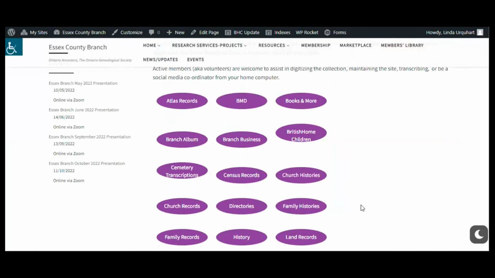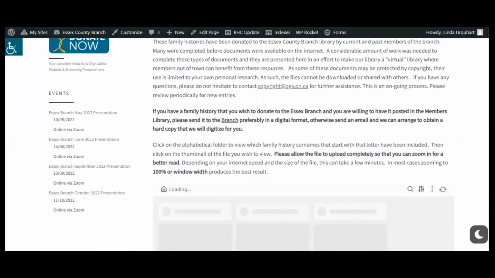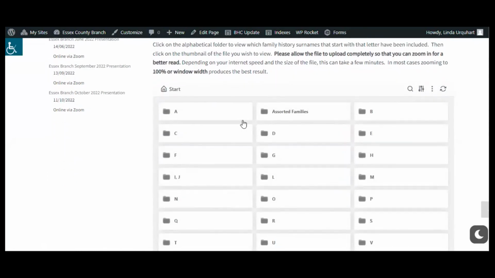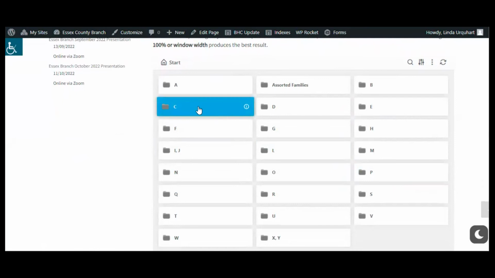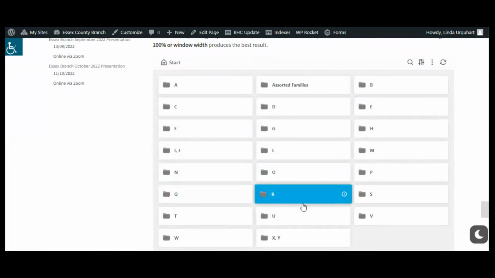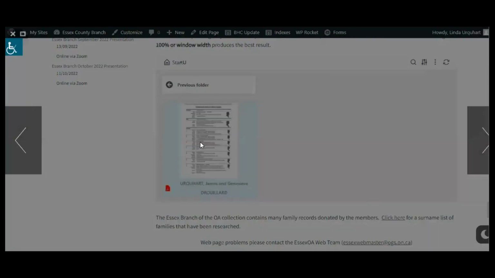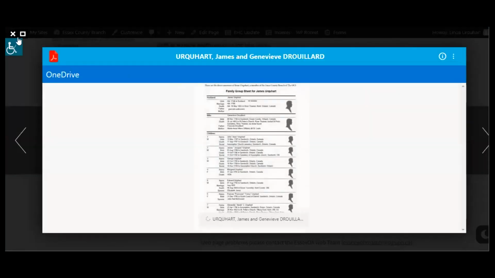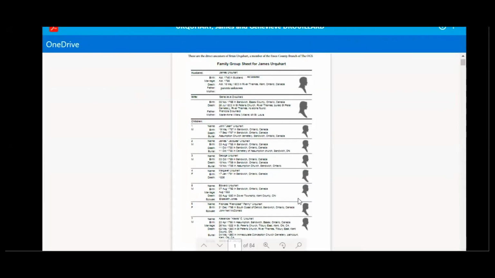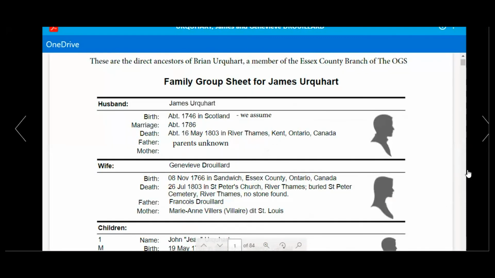If I wanted to look at some family histories, again, there's a little information about what's included, more instructions as to how to open it. And the families are listed based on the first letter of their surname. So I'll go into the U's because there's not too many. There's actually only one. And this, again, I'm going to make it bigger. I'm going to zoom in to read it better.